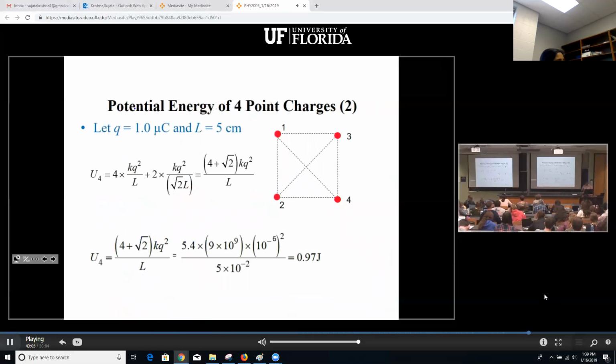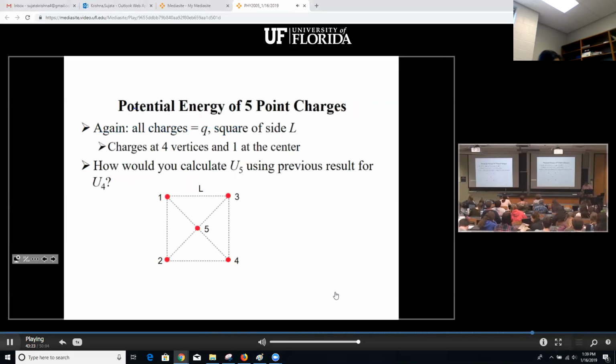Okay, so here we're given values of Q and L, and we do the numerical. We just plug it into this expression for the answer. And in here, we're going to plug in these numbers, and you get out the 0.97 joules. I'm not going to do this, but you can do this at home if you like. Okay, we're going to quickly do this one in the last few minutes that we have left. And this is a variation on what we did before.